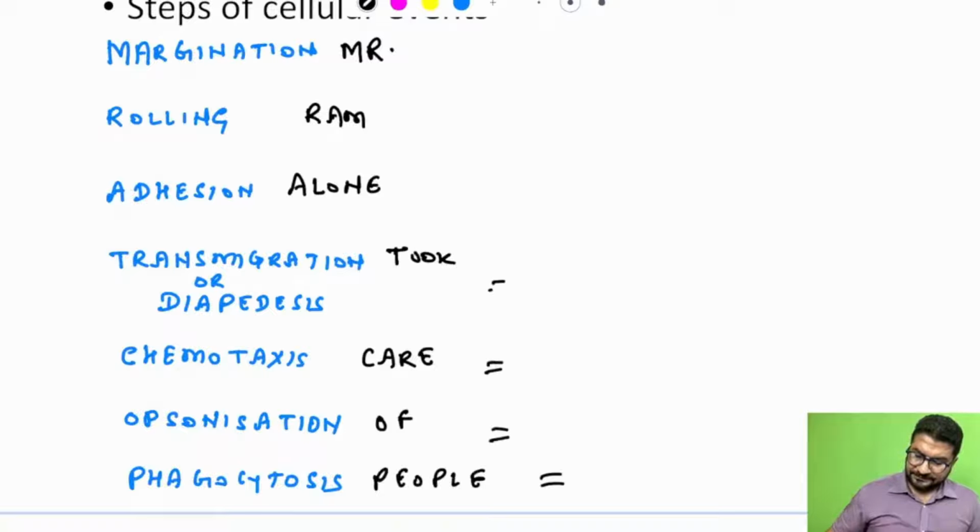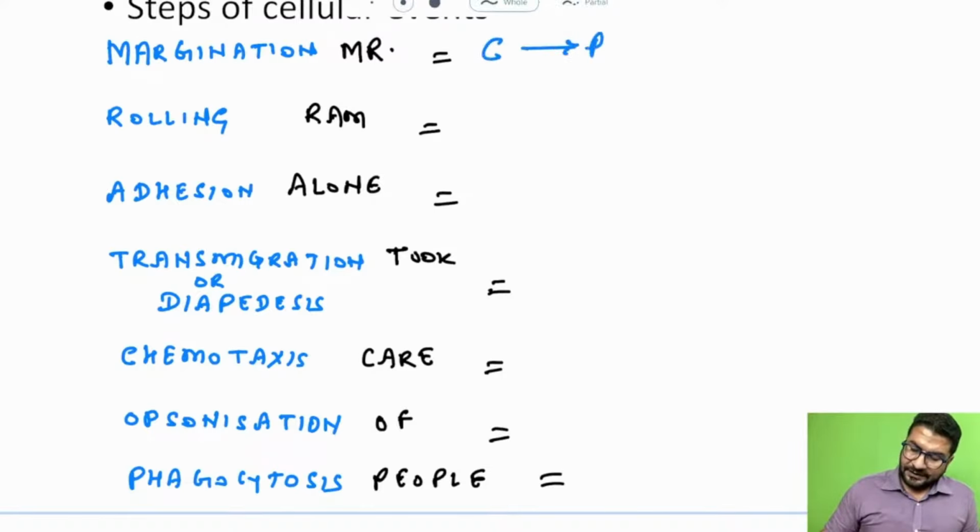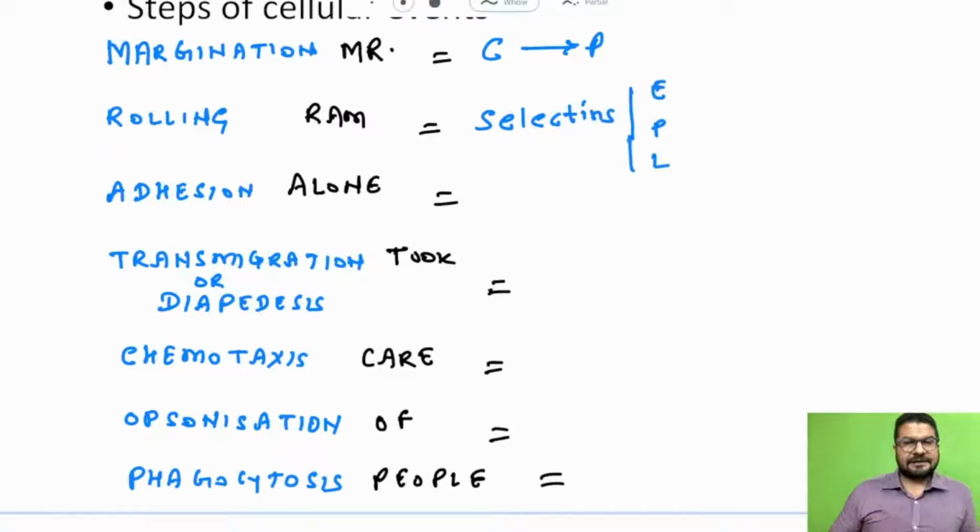Now understand. They ask you what are the chemicals which help in each of these events. So margination is nothing, it is movement from center to periphery, so nobody is helping here. Rolling is done with the help of a protein, and these proteins are called selectins. So we have E-selectin, P-selectin and L-selectin. So EPL, these are types of selectin.